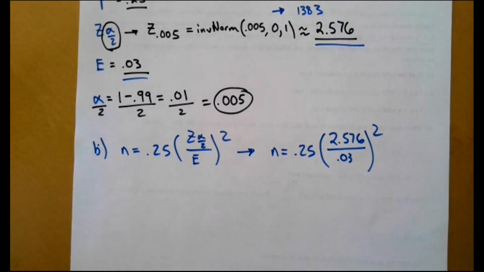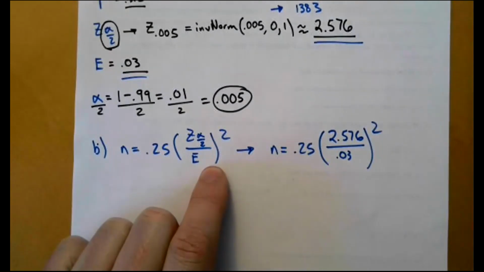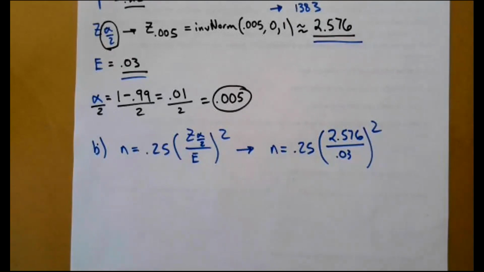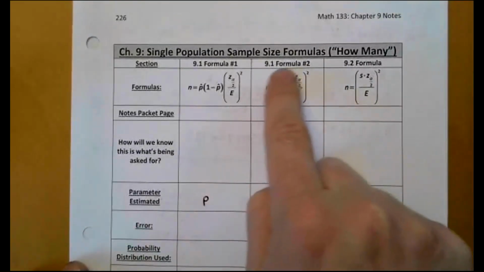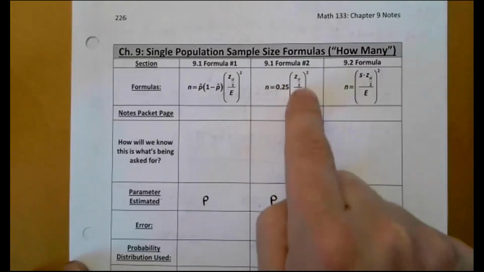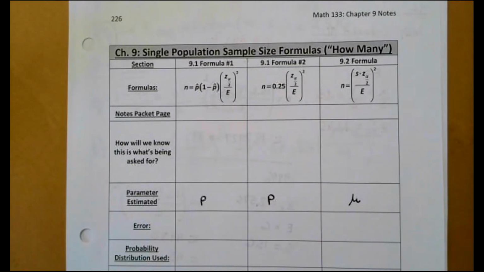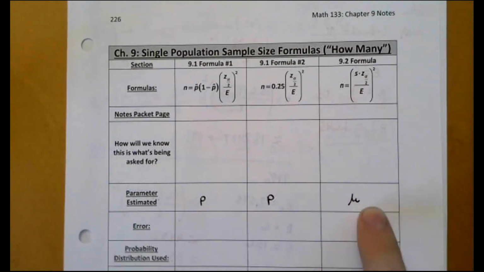Will you show what formula to use on that paper again? On the one where we fill in? Oh, on this one. Yes. So you have to note somewhere that this is the no prior estimate. Let me write that down. And both of these are for proportions. There's only one for means, which is nice.